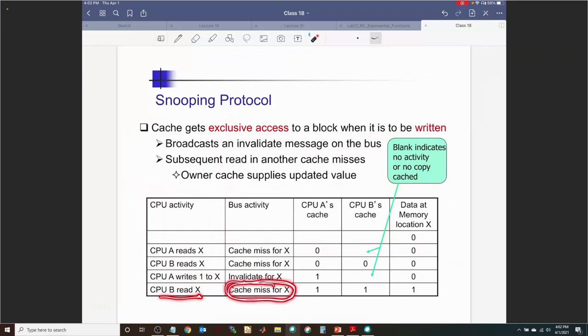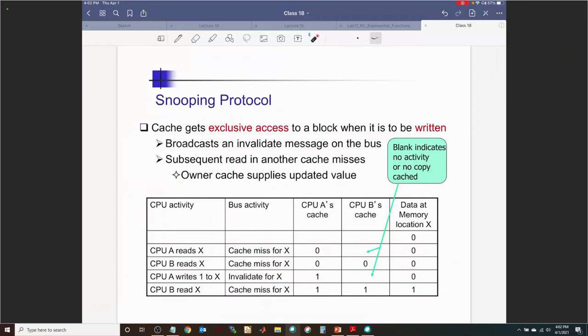Earlier there used to be a hit, now there is no copy kept, so there is going to be a miss. If there is going to be a miss, who is going to supply the updated value? The owner, which is CPU A's cache. It is going to update CPU B's cache, and it is also going to update the physical memory. That only happens if a subsequent read operation happens. So that's your snooping protocol.